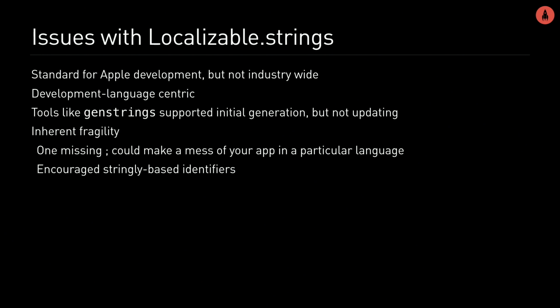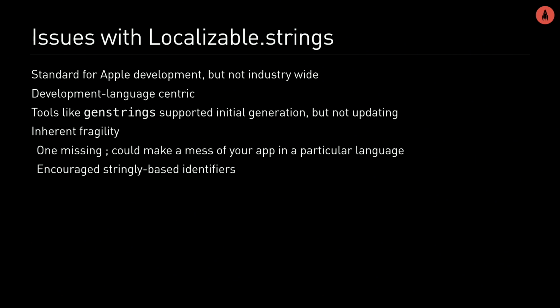Also, Apple has given us some tools like genstrings over the years. It's gone through a couple of different actual tools. I think genstrings is the most current one. These work all right for generating your initial Localizable.strings. They'll scan your code, they'll give you a file. But they're not great for updating and maintaining your files.